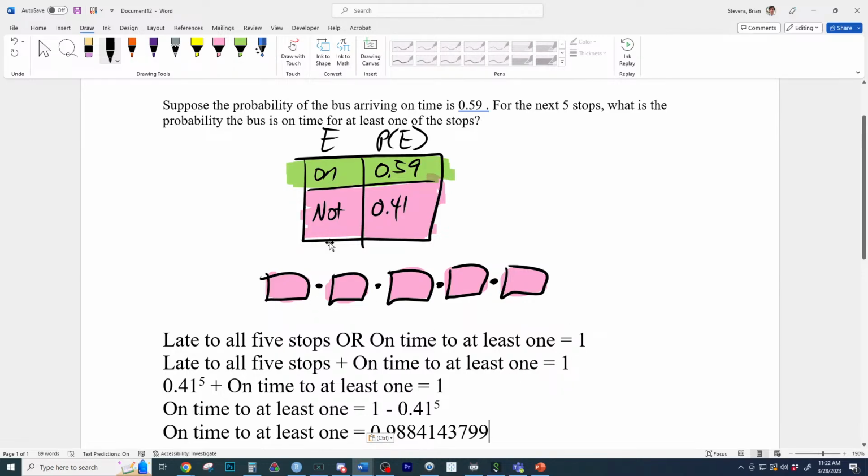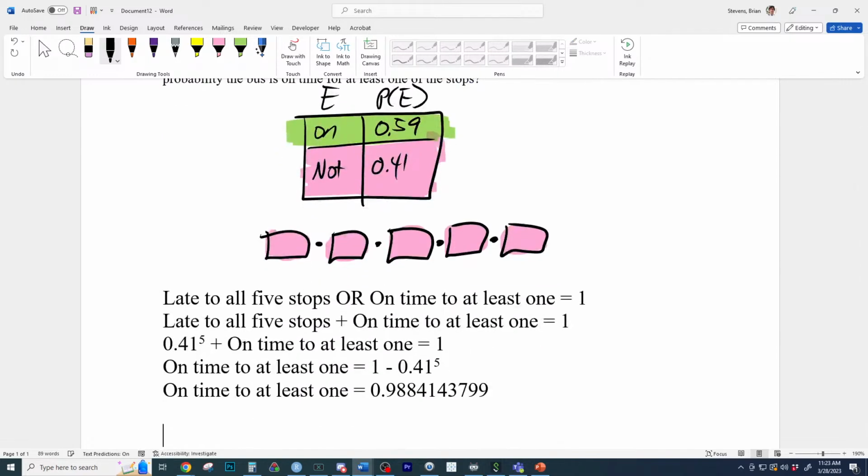The way of doing that is you'd have to figure out the permutations of the ways that 2 could occur. You could do that, but that's a more complex problem. That requires combinations of outcomes. But it's not too complex. You set up the ways in which it can occur. What if it was on time exactly to 1 stop? Well, there's 5 ways that could occur. So if you want to know the probability it's on time to exactly 1 stop, then you'd go 0.59 times 0.41 raised to the 4th power. And then this whole thing right here would get multiplied by 5.